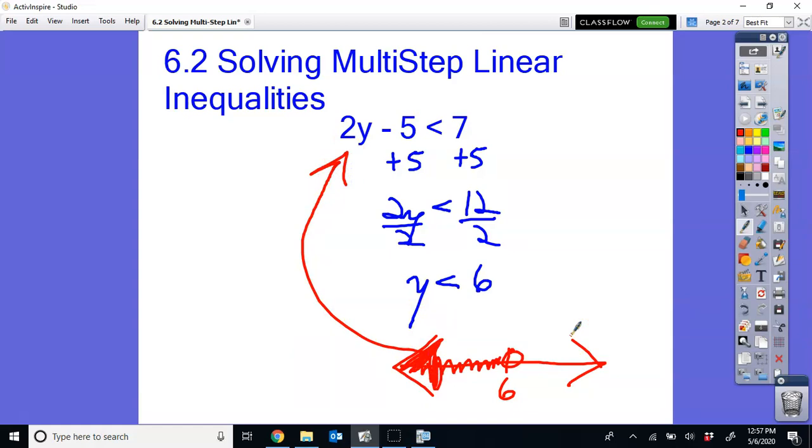If I plug in 5, if I plug in 4, if I plug in 3, if I plug in 2, if I plug in 1, it's all going to work. That's what we mean when we solve something. We are finding solutions that work. That's the whole point of the word solution.